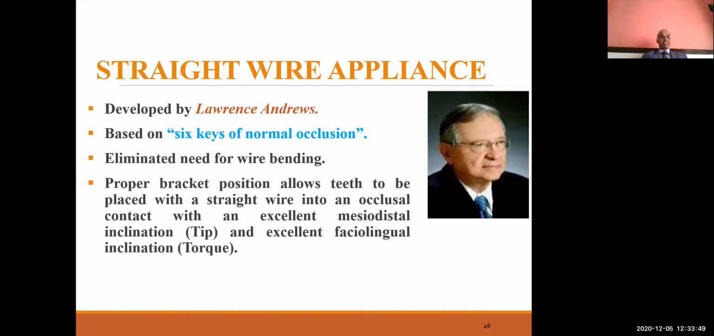Next appliance is straight wire appliance, developed by Lawrence Andrews, which was based on the 6 keys to normal occlusion. So he eliminated the need of wire bending because first, second, third order bends are given in the bracket. The proper bracket position allowed it to be placed with a straight wire into an occlusal contact with an excellent mesiodistal inclination, which is called tip, and excellent facial inclination, which is called torque.